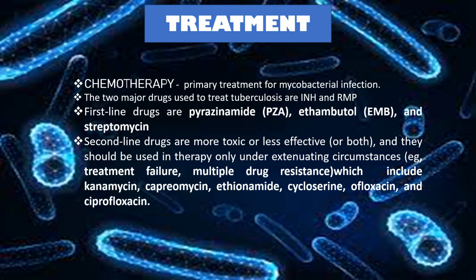So when we talk about first-line drugs, these are the drugs that are the first choice for treating tuberculosis and are considered an effective treatment with the least side effects. Second-line drugs are more toxic and less effective, or both. They should be used in therapy only under extenuating circumstances, for example, treatment failure or multiple drug resistance, which include kanamycin, capreomycin, ethionamide, cycloserine, ofloxacin, and ciprofloxacin.